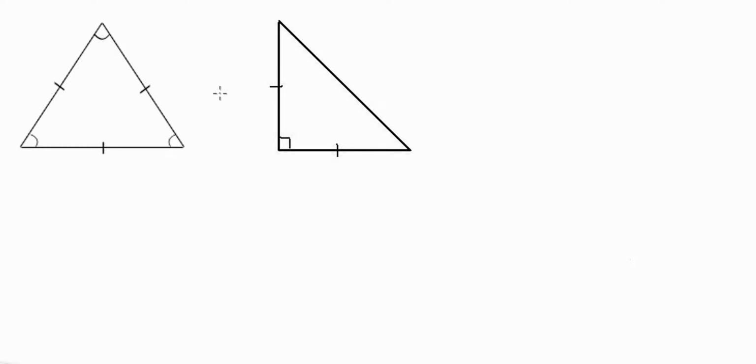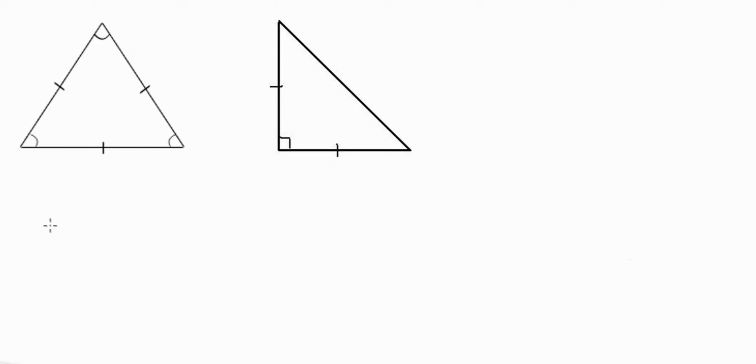Hi guys, in this video I'm going to give you a little trick that I was taught back when I first started to learn exact values of trigonometric ratios. It's a way that you can learn the exact values of trigonometric ratios for the common angles of 0, 30, 45, 60 and 90. So I'll get straight to it.